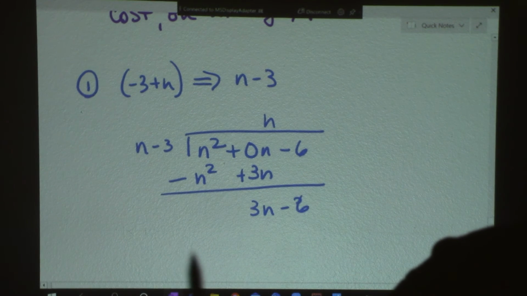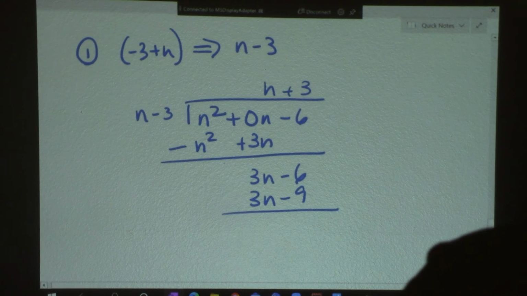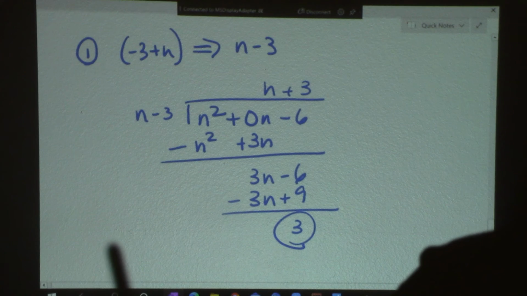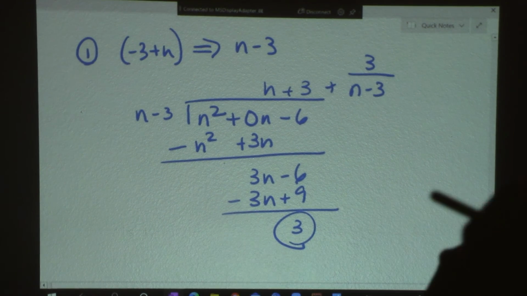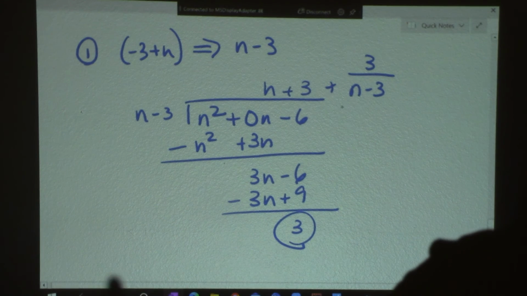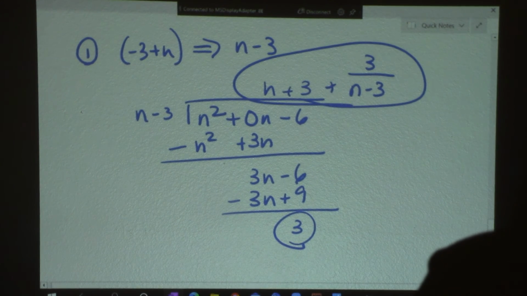And then I get 3n minus 6. And what do I multiply n by to get 3n? Well, I multiply by 3. So I get 3n minus 9. Don't forget, change the signs. So I get 3 left over, and that is my remainder. So I have to write that as 3 over n minus 3. Okay, so there's my answer to number 1.